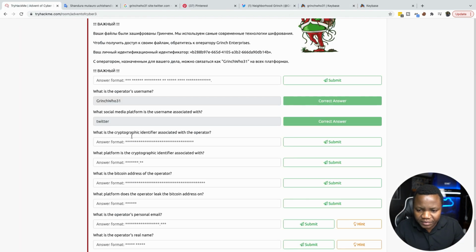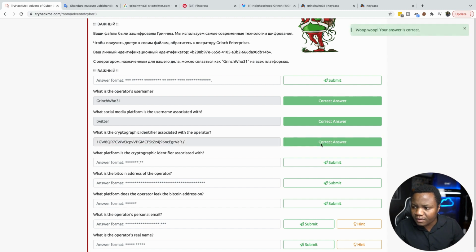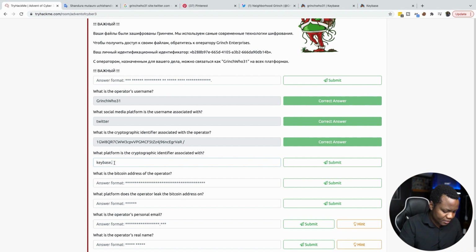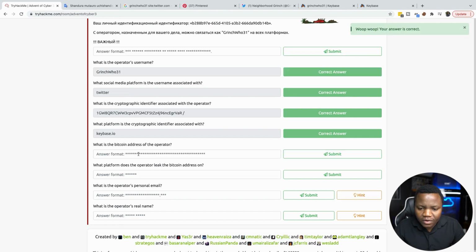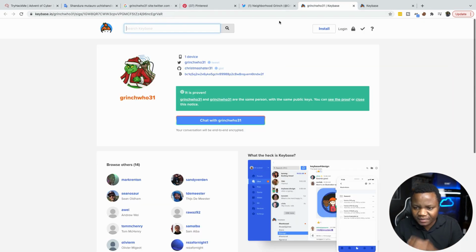And this says, what cryptographic identifier is associated with this operator? Is it this? Yes. What platform is the cryptographic identifier on? That's Keybase.io. So people just leave sensitive information even on Twitter. What is the Bitcoin address of the operator? Bitcoin. Oh, this one. It's on Keybase.